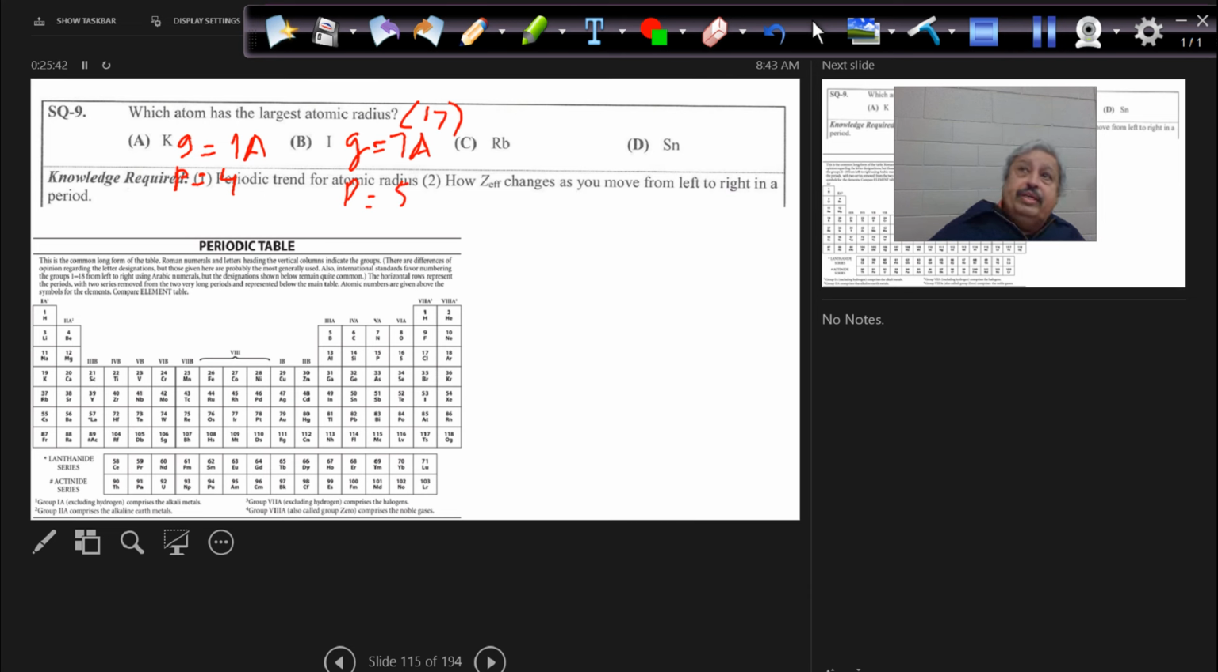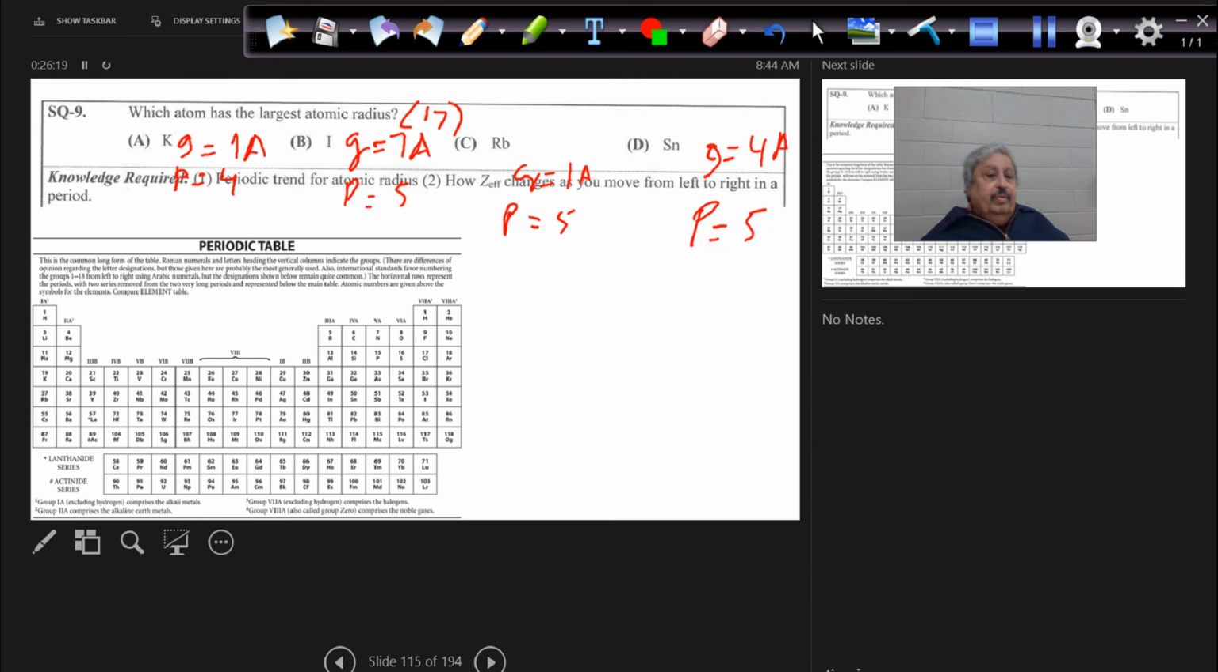Rubidium, where is rubidium? Rubidium is, 1, 2, 3, 4, 5, period is 5, group 1. Tin is, where is tin? Tin group 4A, and period is tin is period what? 5.